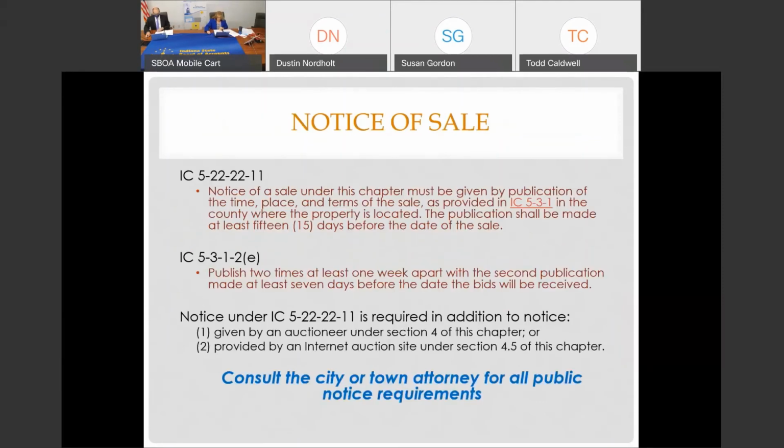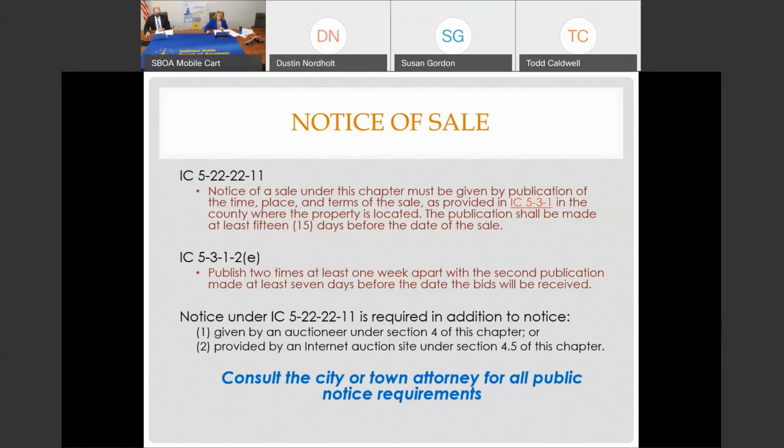All of these require a notice of sale, and those notice requirements are there. If you'll notice here, there's a notice in 522-2211 that refers to 531. The one in 522-2211 says that the publication shall be made at least 15 days before the date of sale. But if you go to 531, it says that it has to be published 2 times at least 1 week apart, with the second publication made at least 7 days before the date the bids will be received. So those two don't exactly agree, but they can work together.